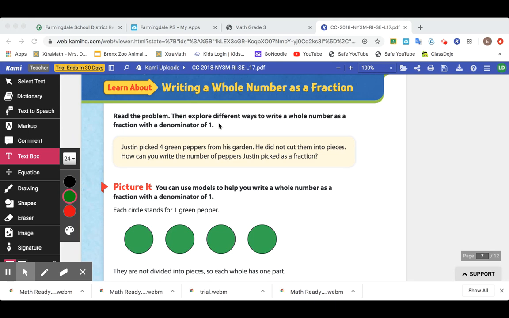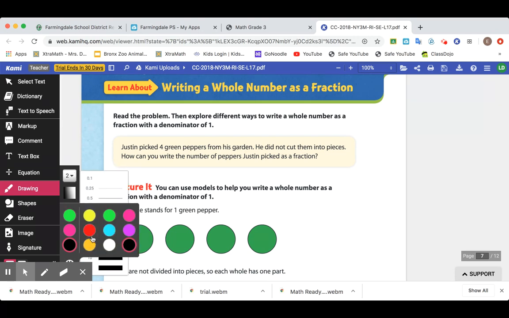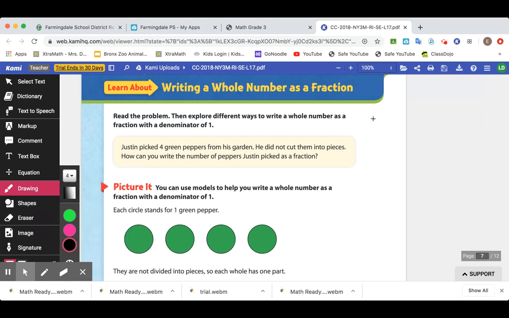It says read the problem, then explore different ways to write a whole number as a fraction with a denominator of 1. Now we've seen lots of fractions with a numerator of 1, and I'll show you what I mean by that. Like we've seen lots of fractions that might look like this, right? 1/6. We call this a unit fraction where, like when we were drawing our models, if our model had 6 equal pieces, we would name each piece 1/6, saying this piece is one of 6 equal parts. Well, today you're going to see where the denominator is 1 rather than the numerator being 1.